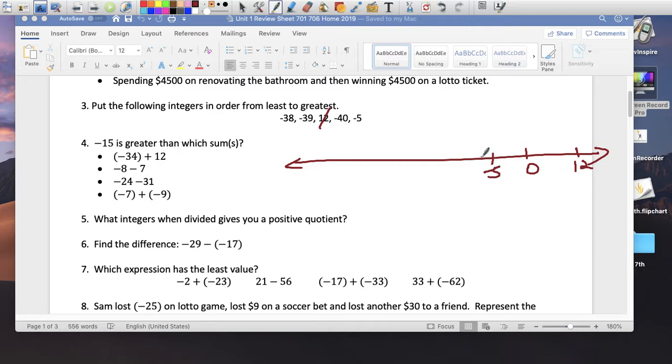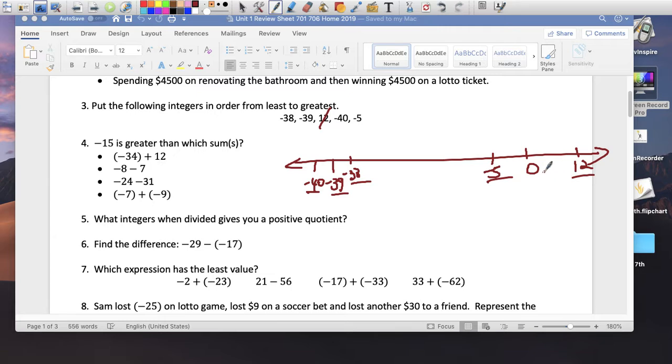As you go on, 1, negative 6, 7, 8, 9, 10, 11, 12, negative 20, negative 30, negative 38 would be about here. Negative 39 is right next to it, and negative 40. Well, there's your order right here. Negative 40, negative 39, negative 38, negative 5, and then 12. And 12 being the greatest.